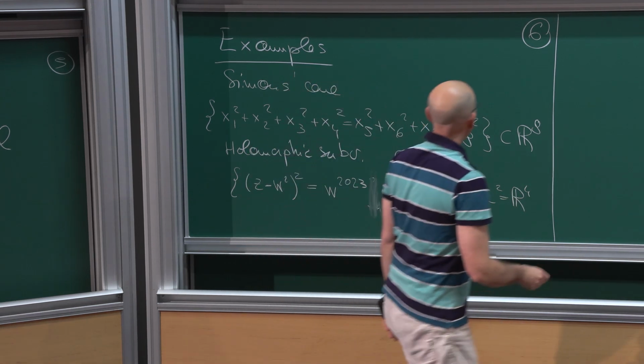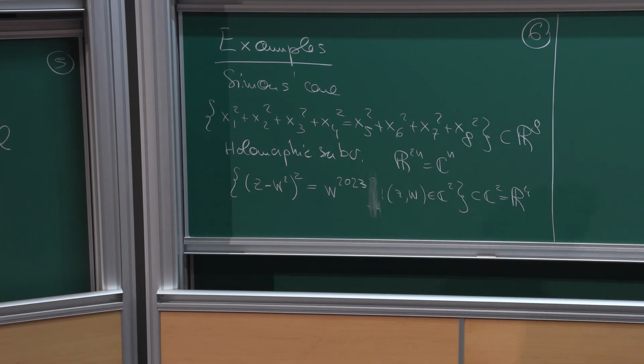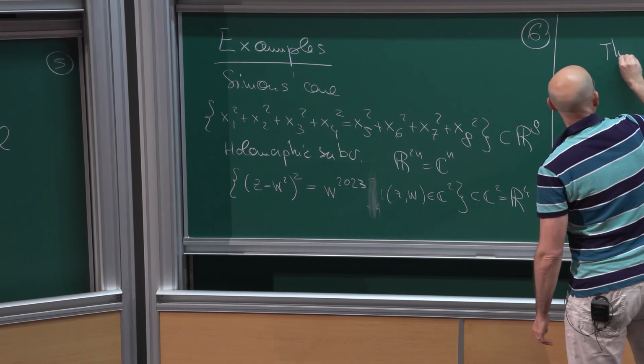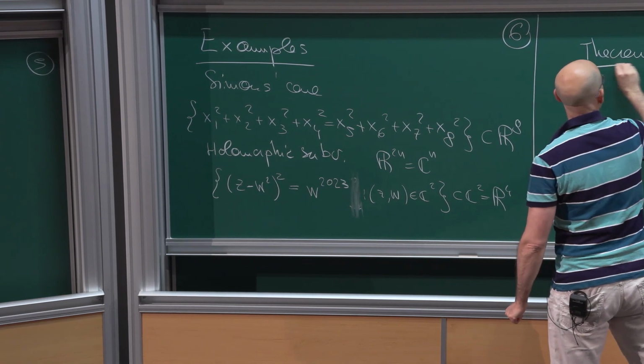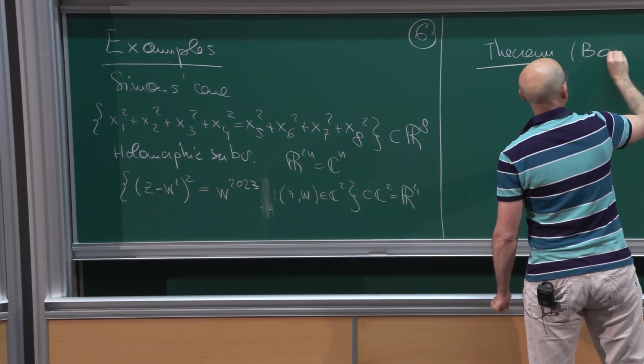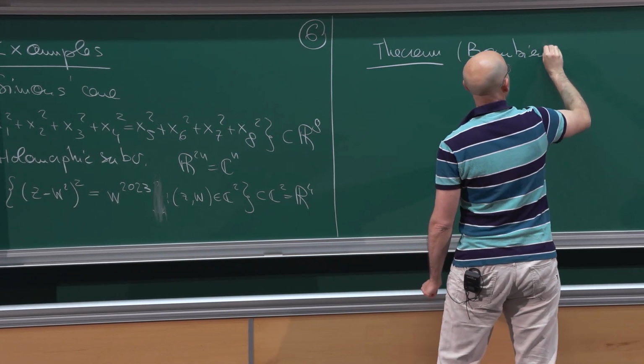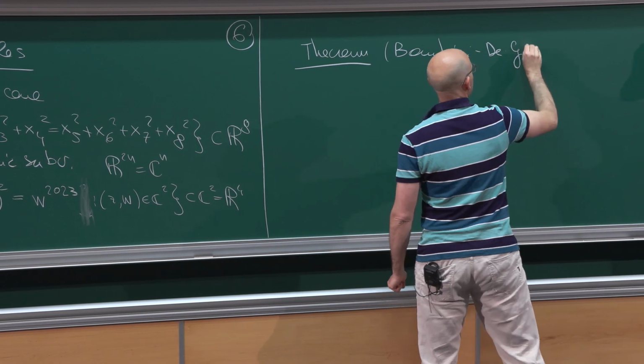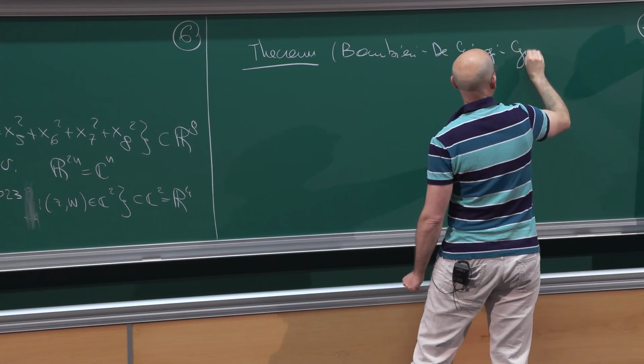Okay, so there's a famous theorem by Bombieri, De Giorgi, and Giusti, which tells you that example 1 is an absolute minimizer.